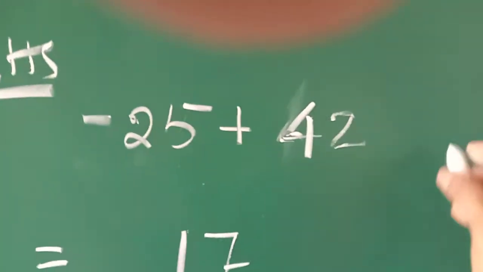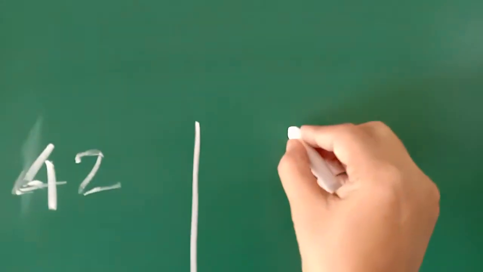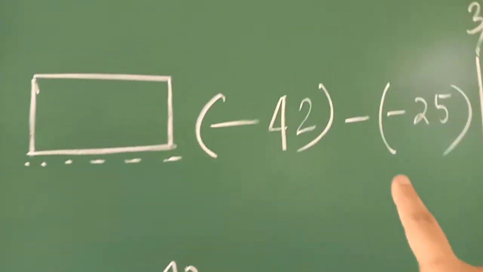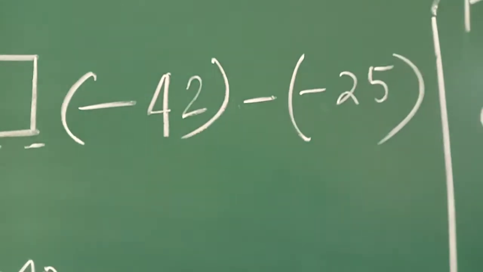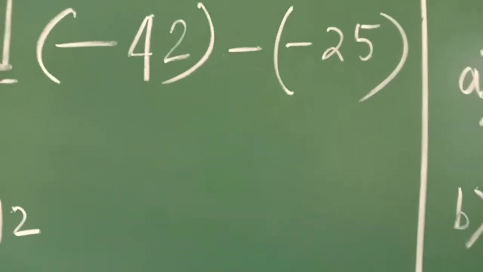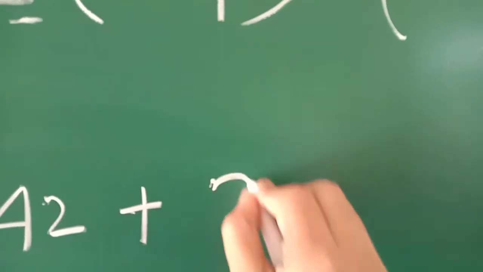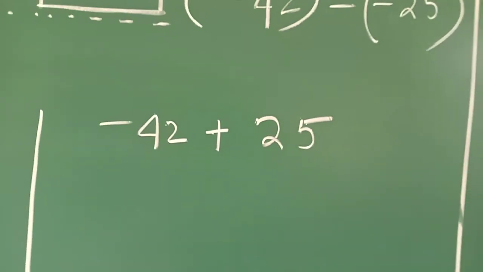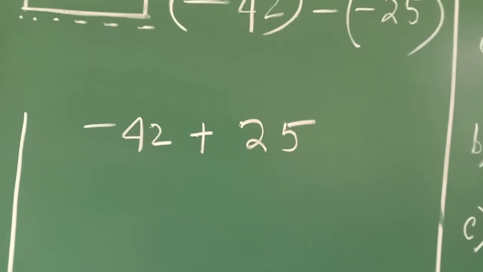Now that is the left hand side. Now you have to do the right hand side. Minus 42 and again minus 25, subtracting a negative integer. So actually you are adding. Subtracting a negative integer means you are adding a positive integer.